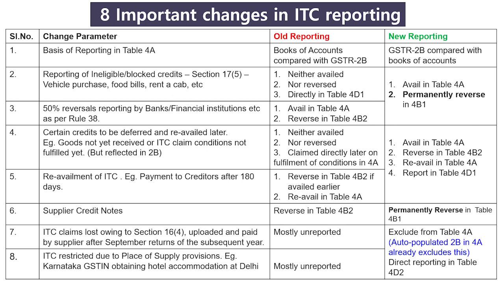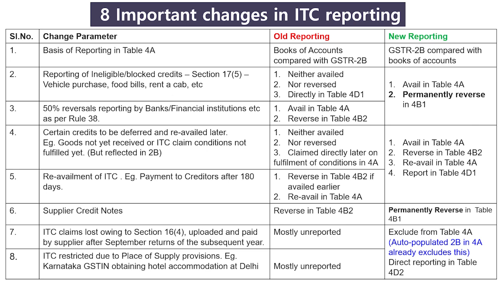Number 2, the ineligible ITC. Let's say a car is purchased which is not eligible for the ITC claim, that needs to be availed first and then reversed under permanent reversals under 4B1. Third, with respect to banks and financial institutions who can opt for a 50% flat reversal under Rule 38, they also need to report this 50% reversal in 4B1, which is a permanent reversal.